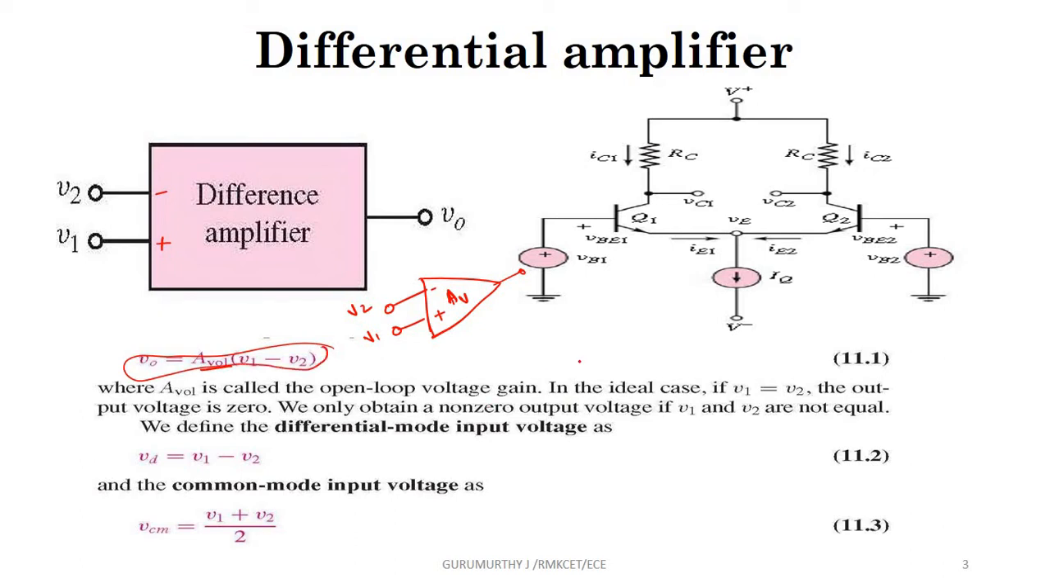And if V1 and V2 both are equal, what will happen? Say this is 10 millivolts and this is again 10 millivolts. If both are equal, the output voltage should be equal to 0. So it will not operate for signals which are common to both the inputs. It will operate only for signals having a difference in input. That is called the differential mode input, VD equals V1 minus V2. For the common mode input, you can calculate VCM as (V1 plus V2) by 2.